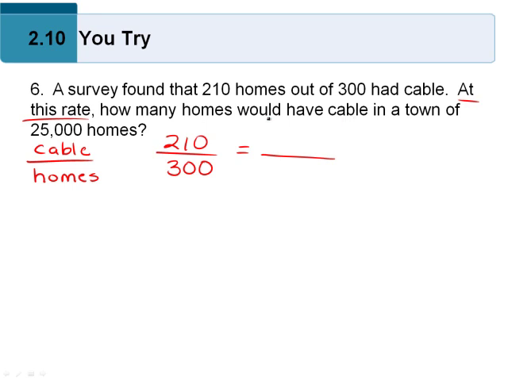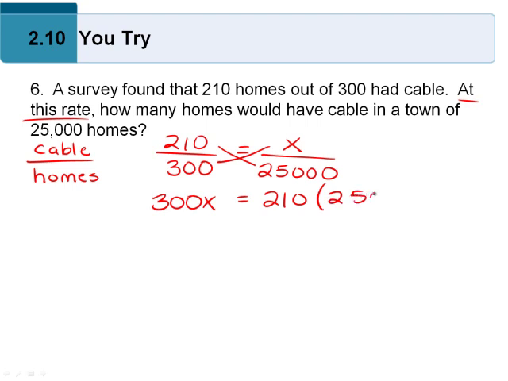So we want to know how many would have cable. Well, that's on the top. How many have cable, okay? Out of 25,000 homes. Okay, so that one's kind of tricky. Make sure you read it carefully. All right, so we're going to cross multiply. We have 300x equals some ridiculously large number.